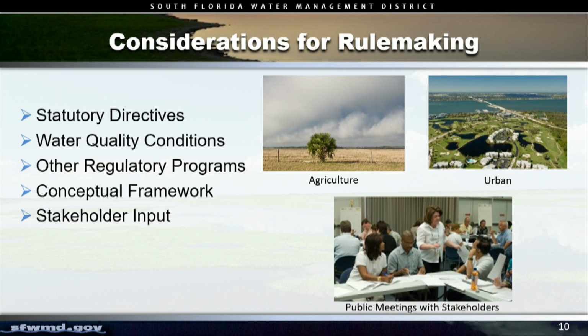So things that we need to consider while we're drafting these rules, we need to consider what the statutes require the district to do. We want to look at current water quality conditions. We want to avoid duplication with other regulatory programs. We want to see if there are any gaps within the restoration effort that the district could fill, that it's within our legislative authorities. And today we're going to present a conceptual framework, and we also want your feedback on that.